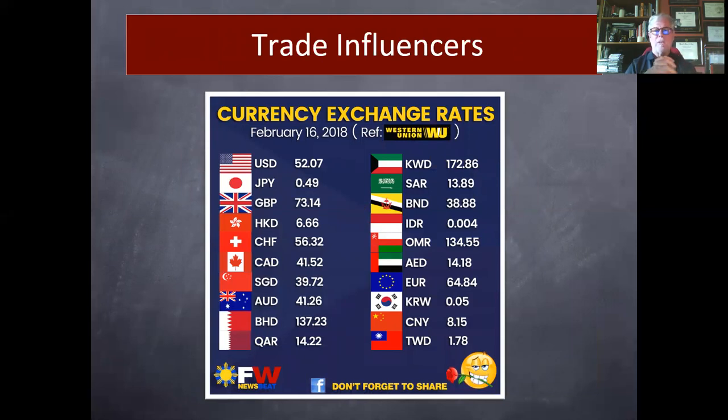One other factor that goes into international trade is exchange rates. What is your dollar worth compared to other countries? I mean, it's great if it's worth more, but if it's worth less, it's a problem.